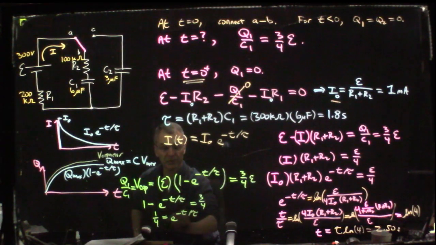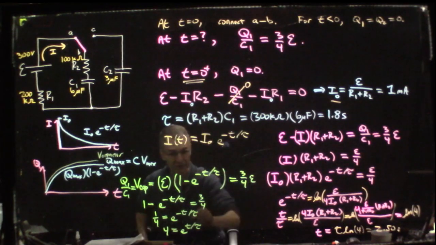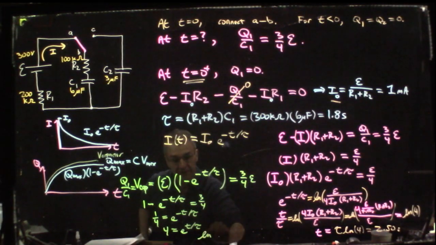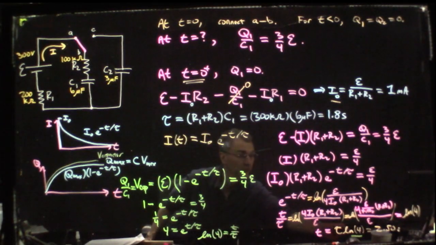We can take the reciprocal of both sides. You get 4 equals e to the plus t over tau. Now I take the logarithm of both sides, and I remember to actually take the logarithm of both sides, and we get the logarithm of 4 equals t over tau. So that gives us that the time when this happens is the time constant times the log of 4. Same thing.